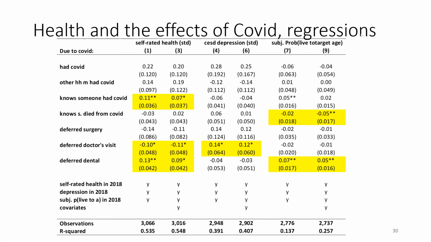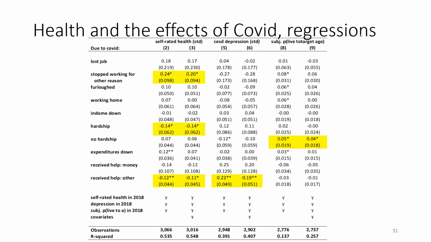Deferred dental is probably just selection, and that's what we see in the subjective probabilities case as well. But deferred doctor visit is negatively associated both with self-rated health and depression. Yet, perhaps surprisingly, neither our concern measures nor other exposure to COVID measures seem to be related to depression.